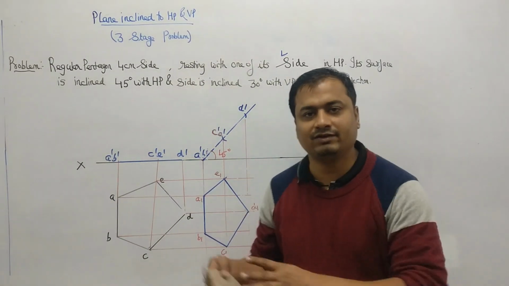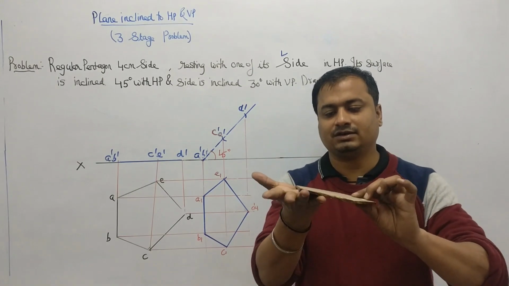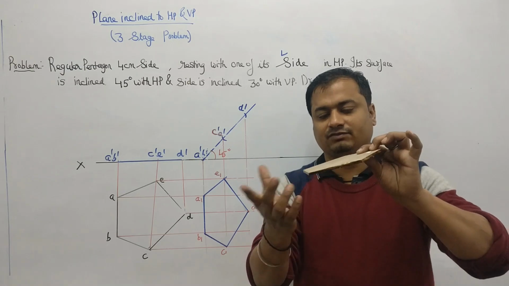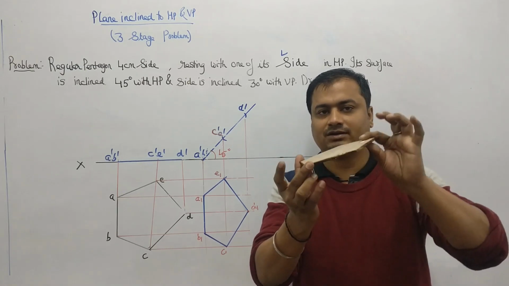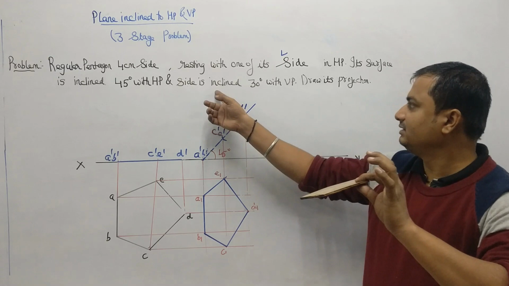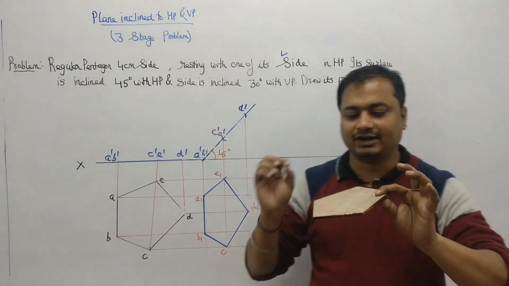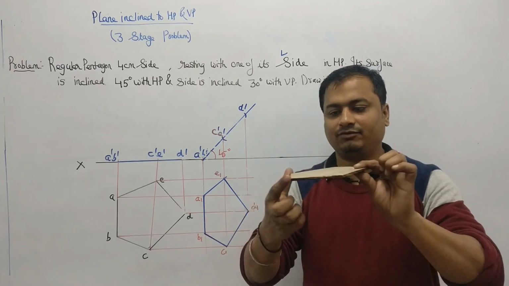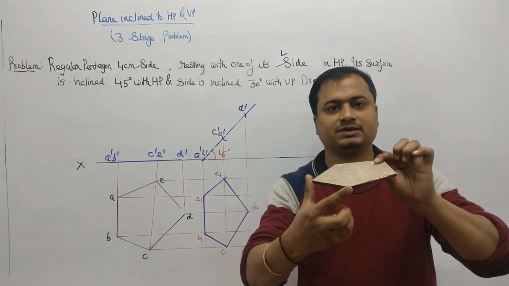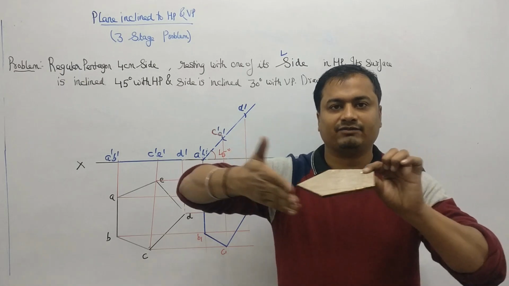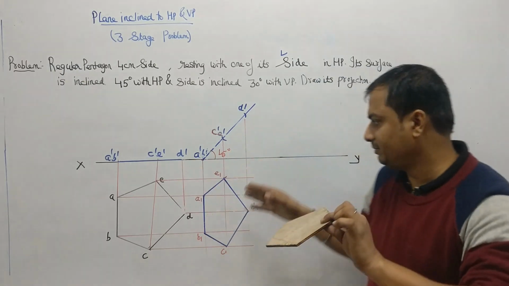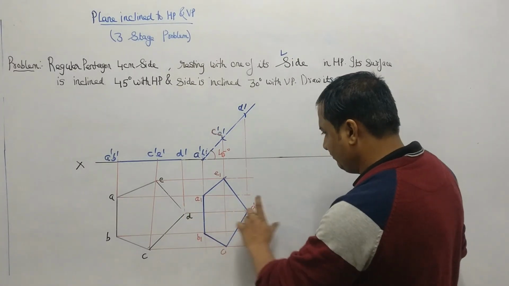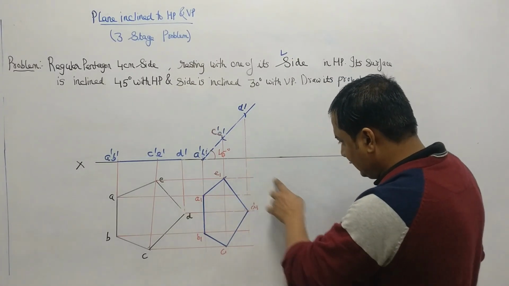So till now what we have completed is we have taken this pentagon surface inclined with the HP with one side resting on the HP. So we have completed this part. But one more part is there in the problem, that side is 30 degree inclined. That means we have to make this side, this A1, B1, inclined with the, sorry, VP. So VP inclination will be down of XY. Okay. So how to make this A1, B1 inclined with the VP?